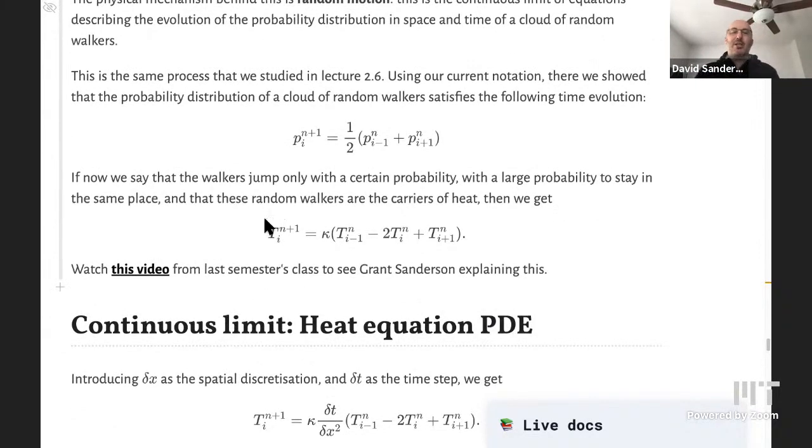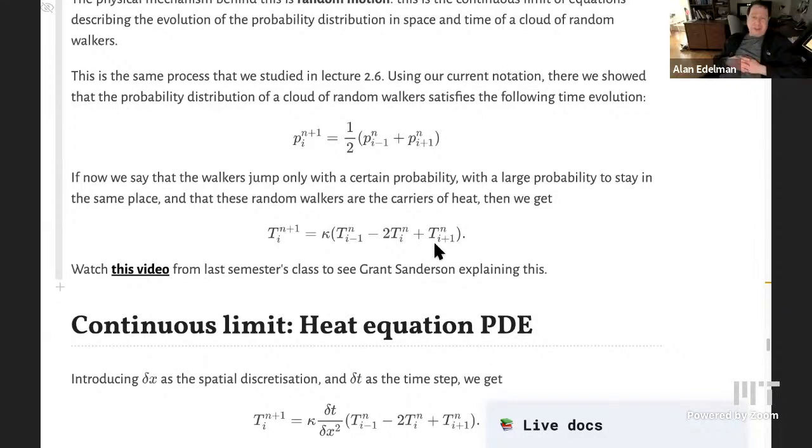So thinking of the temperature, the heat, as being spread out by these particles, the particles are moving around and they're somehow carrying heat with them; in fact, heat is actually the sort of average speed of the particle. So anyway, the temperature at the current site at the next time is going to be given by this really nice formula, T_{i-1} minus 2 times T_i plus T_{i+1}.